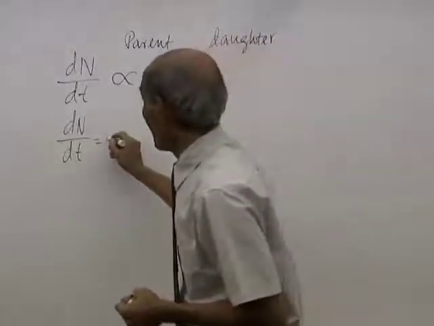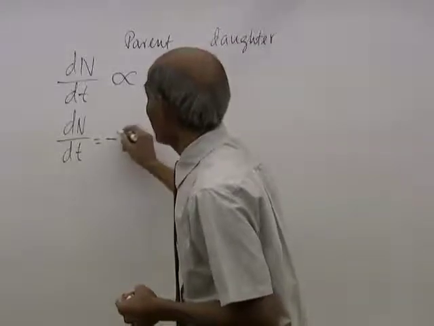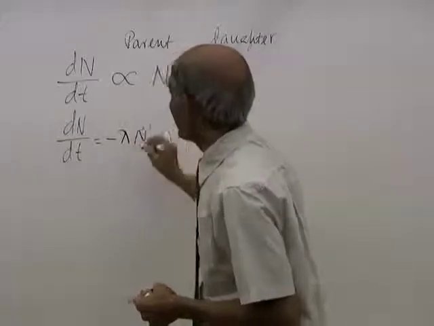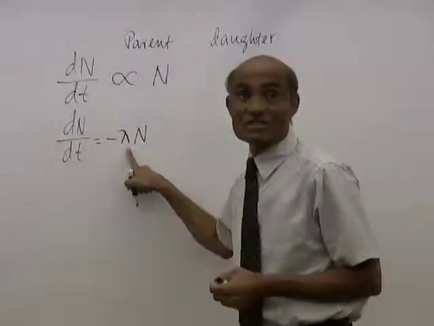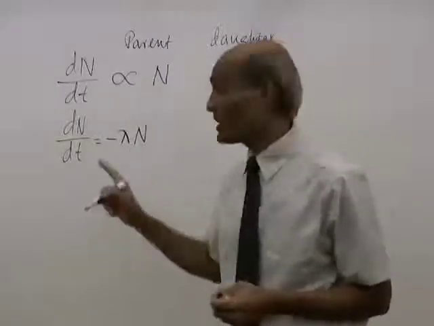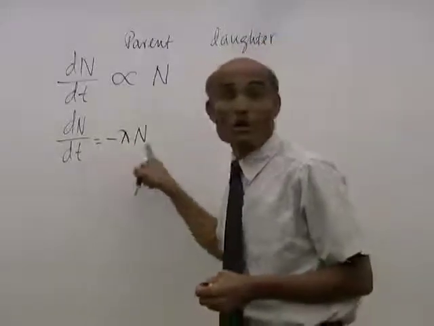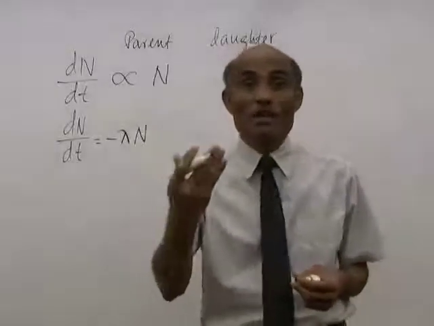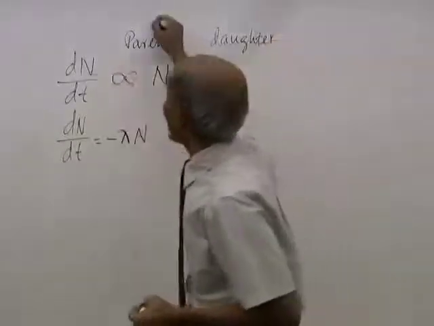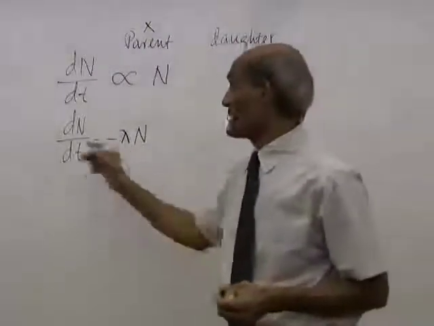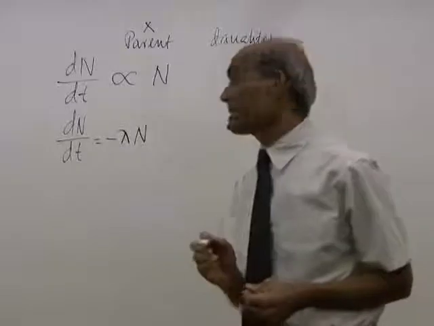Alright, tell me what this means. Negative lambda times n, where this lambda is a constant. Why is the negative sign? Negative sign because as time goes on, this n will decrease. The number of originally present atoms of X will decrease. So dn by dt is negative lambda n.